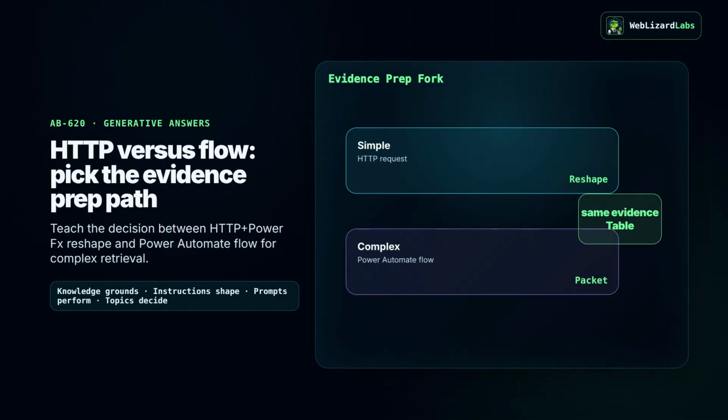There are 2 common ways to prepare that evidence packet. If the job is simple, use an HTTP request and a set variable step. One call returns data, and a PowerFX expression reshapes it into the table that the Generative Answers node expects. If the job needs pagination, aggregation, multiple connectors, approval logic, or business rules, a Power Automate flow is usually the better preparation path. Notice that both paths have the same goal. They do not replace Generative Answers. They prepare the evidence so the grounded answer has the right data at the right moment.